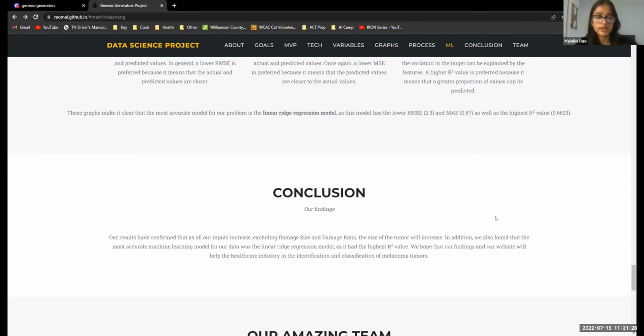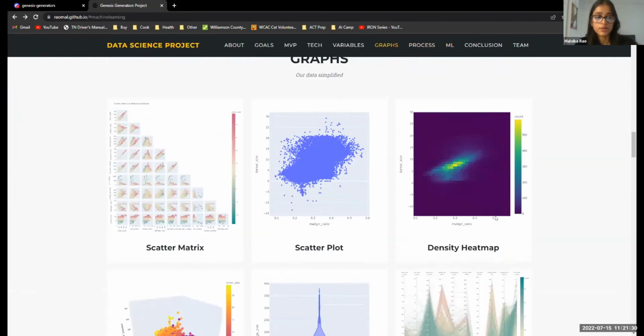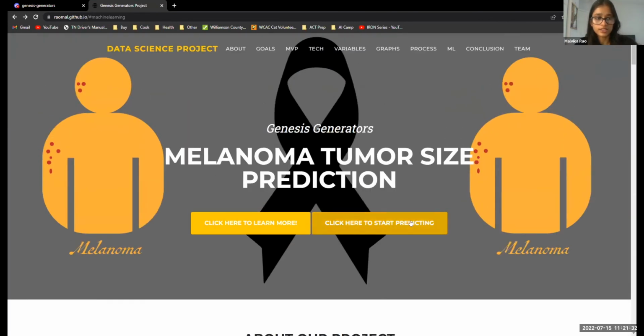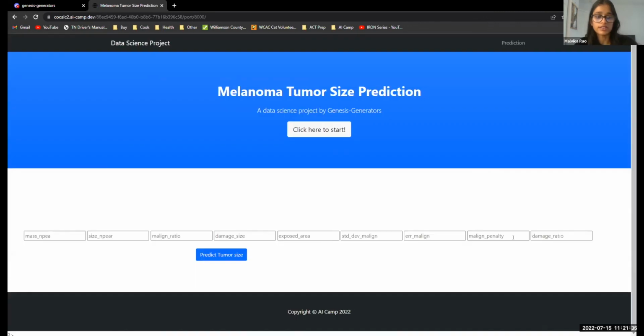In addition, we created a live interactive predictor, where the user can input values and get a prediction using our most accurate model, the linear ridge regression model. To test this, would you guys like to give me some values to input into each of these fields, or if you prefer, I can just choose randomly.